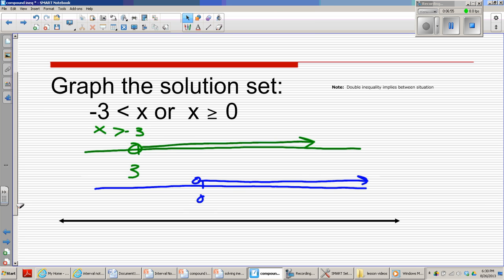Now this is an unusual circumstance for an "or" situation. In this particular case, when we combine these two graphs together, the first graph overtakes the second graph, and so the solution is from -3 to the right. All of that is the solution. Again, this is an unusual graph for an "or" situation. This is not a typical graph for "or" situations.